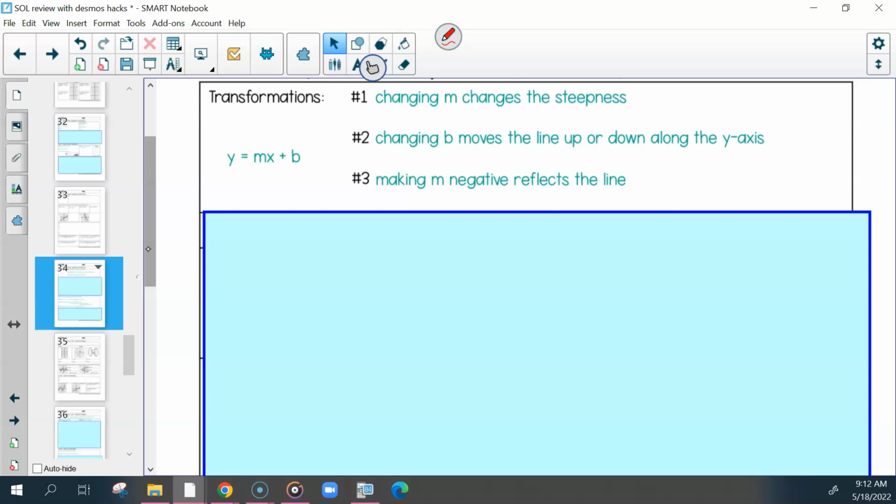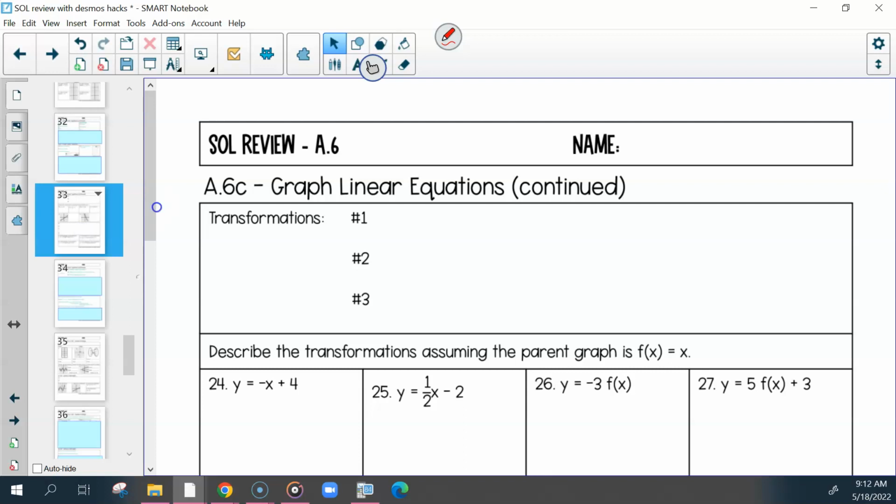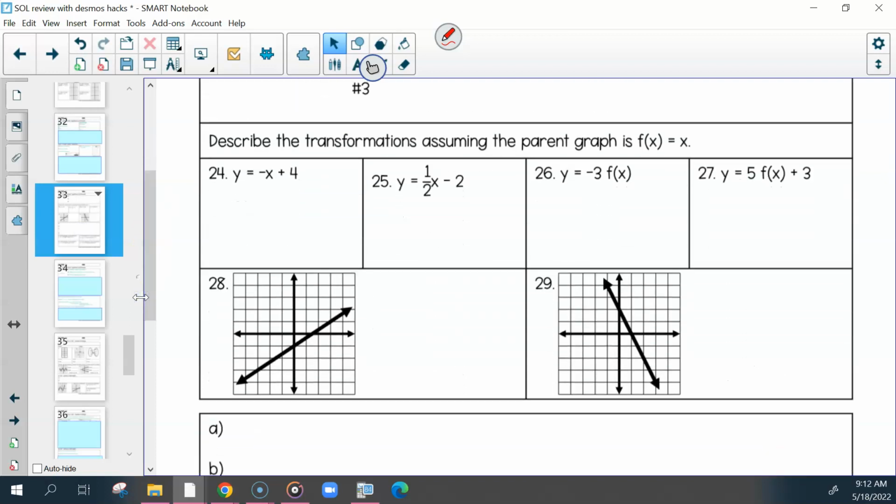So for 25, we are comparing this to this original. If we're comparing this to the original, I see that my slope has changed, it's no longer 1, and my y-intercept has changed, it's no longer 0. Is one-third steeper or less steep compared to 1? Less steep. And then for the -2, would that move up or down compared to 0?